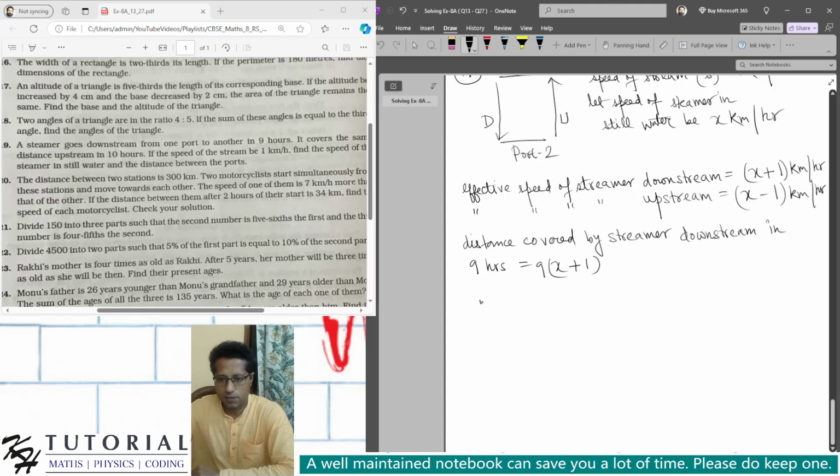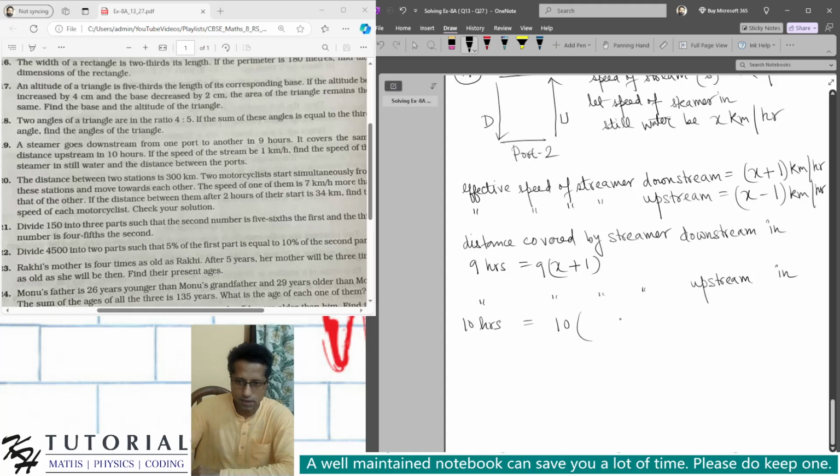Similarly, the distance covered by the steamer upstream. It is given that it covers the same distance upstream in 10 hours. So what will be the distance covered by the steamer upstream in 10 hours? It will be 10 multiplied by the effective speed of the steamer upstream, which is x minus 1.